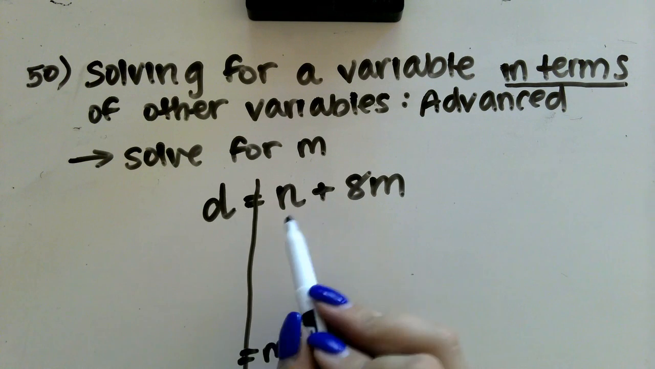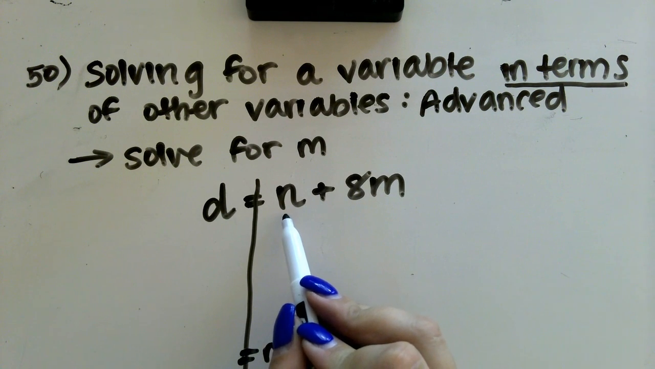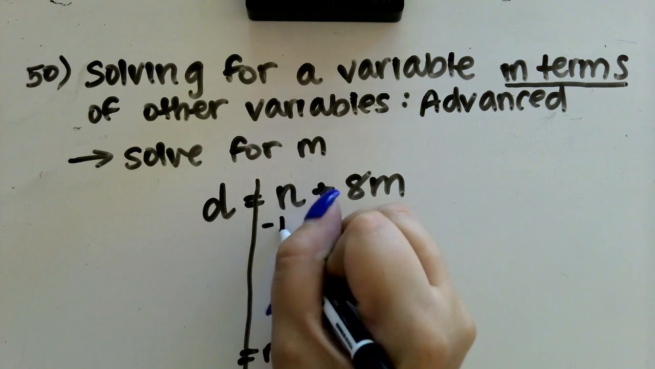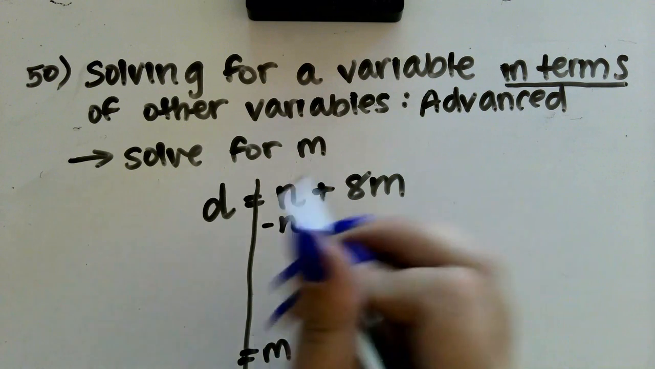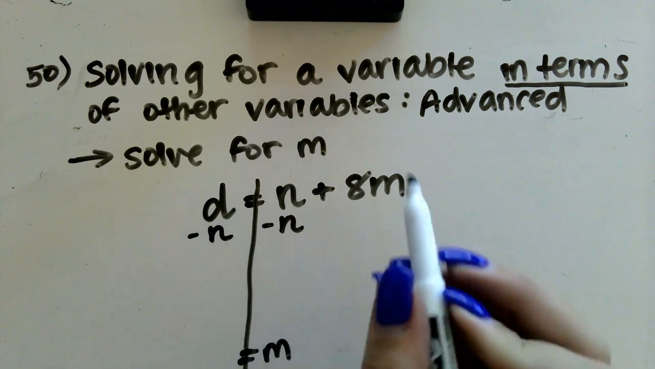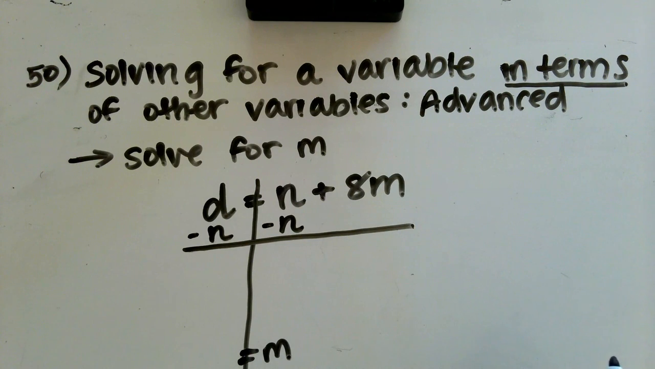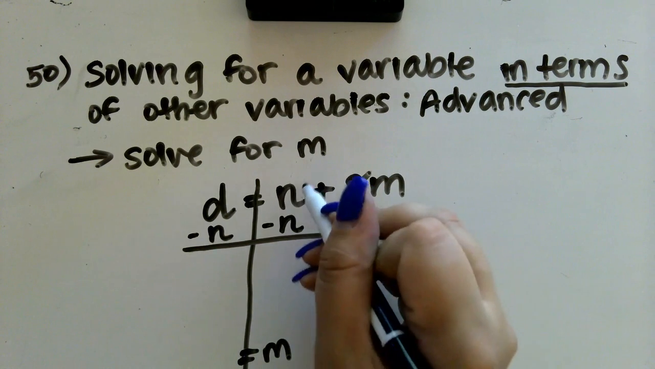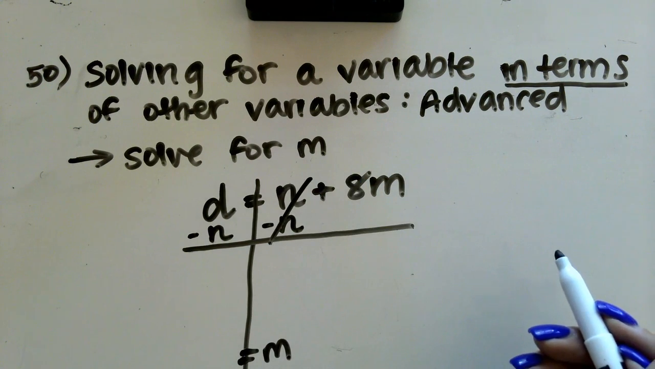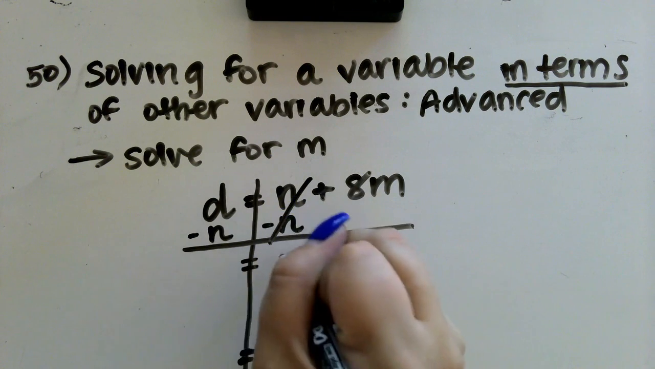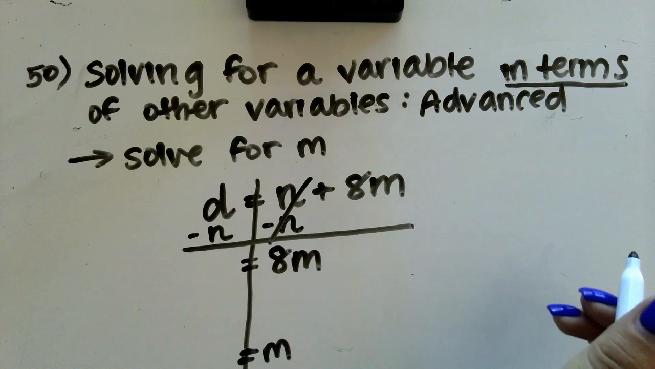So again, remember, because I don't see a negative sitting here, I know that this is a positive n. So I'm going to go ahead and do the opposite, subtract. And again, anything we do to one side, we do to both sides. Positive n minus n is 0 n's. We got no more left over, and all we're left with on this right-hand side is 8m.